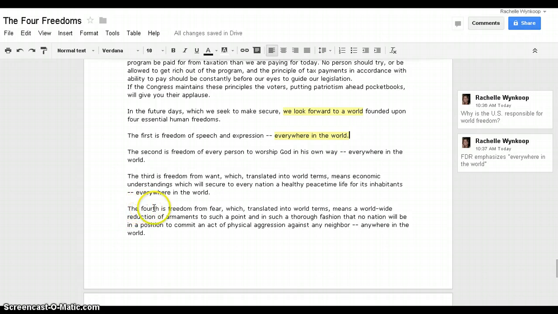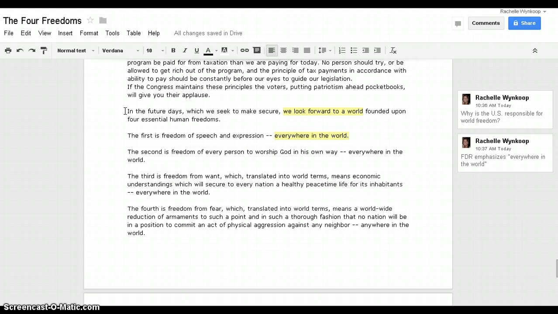Continuing reading, "The fourth is freedom from fear, which, translated into world terms, means a worldwide reduction of armaments to such a point and in such a thorough fashion that no nation will be in a position to commit an act of physical aggression against any neighbor anywhere in the world." So now that I've read the passage, I need to determine the main idea. What is the author trying to tell us?